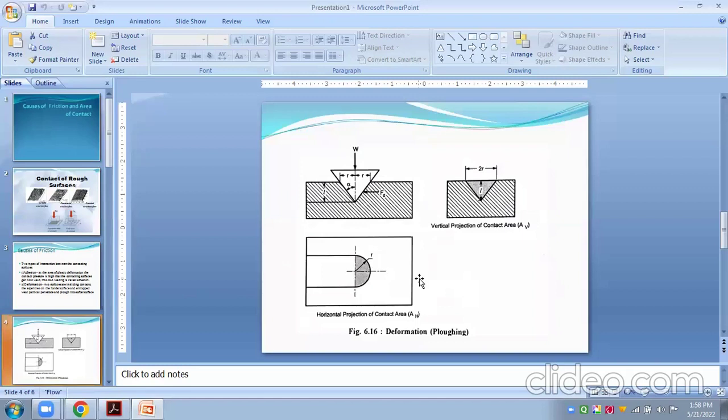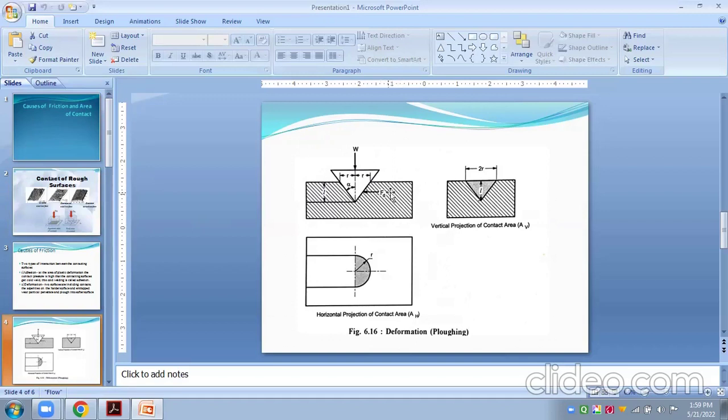Now, in another figure, we are seeing deformation. So, we see adhesion, point of contact or real area of contact. When coming together, they produce adhesion. While in deformation, we see here, according to this, when one of the two surfaces is in sliding contact and harder than the other, the asperities on the harder surface and entrapped wear particles penetrate and plough into the softer surface, as shown in the figure.